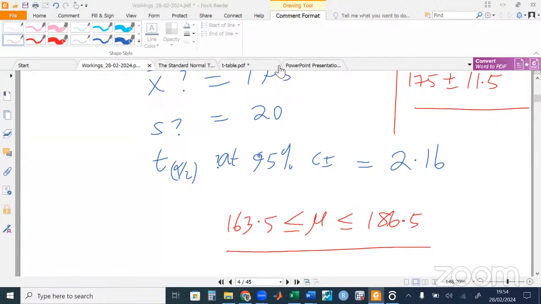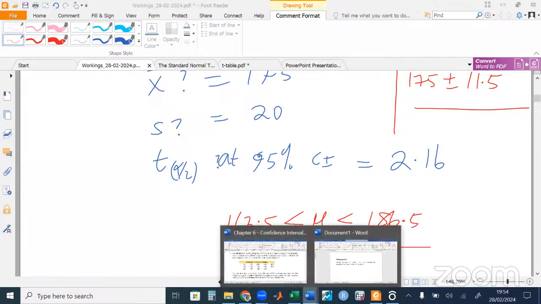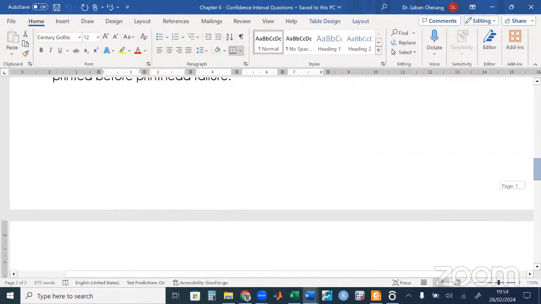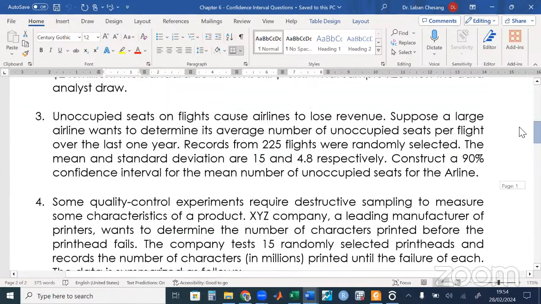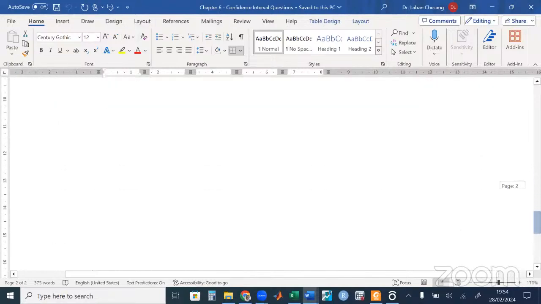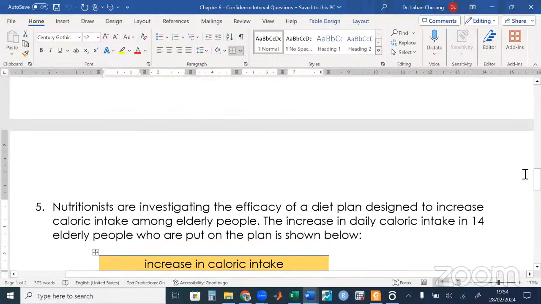Now you have something to work around and complete the tasks at your own time. Do the other three questions which were not done. Question number 3, 4. I thought I had another question though, but it's okay, it wasn't there. So for your own practice questions, complete the task.